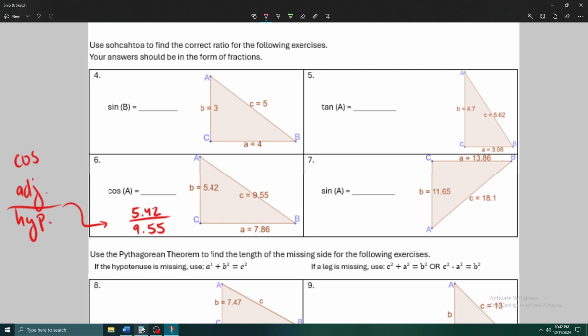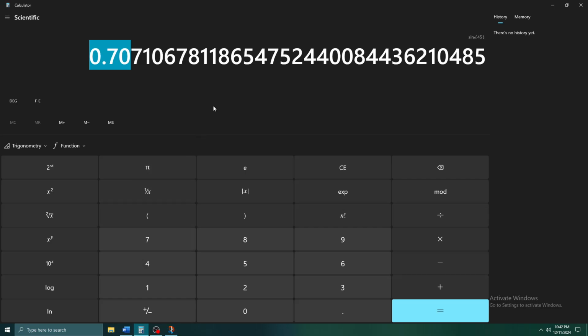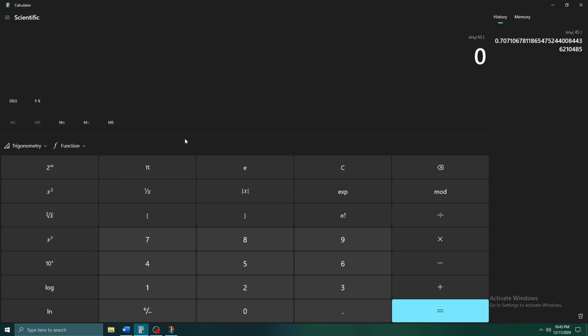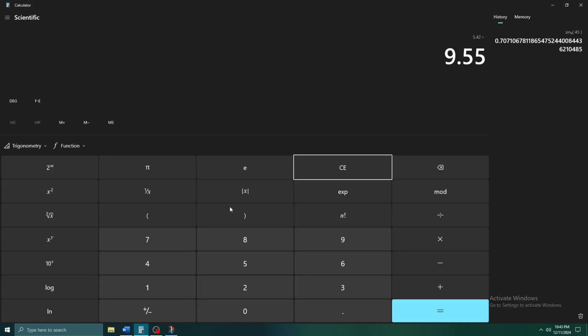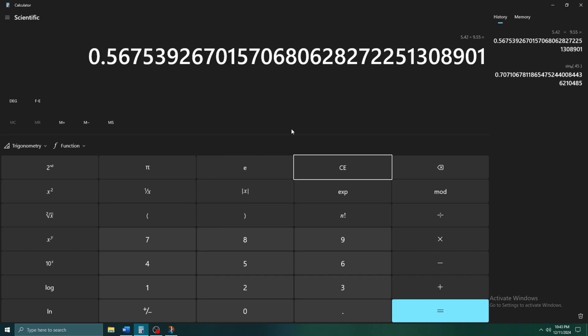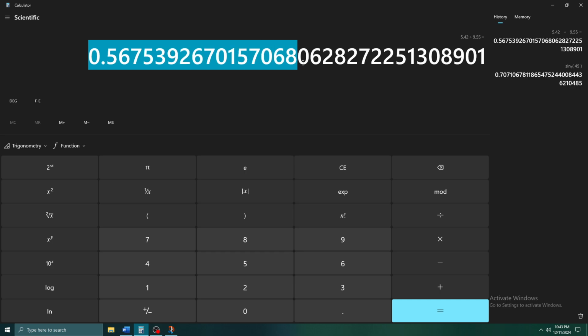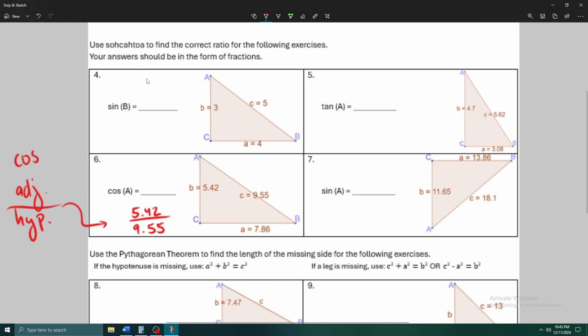I'd probably give you credit if you made it this far. All right, that's good progress. But let's actually find the cosine of that. So I'll go to my calculator. I'm still getting used to this one. I'm going to enter those two numbers: 5.42 divided by 9.55. And that actually is our cosine. So this is totally fine.